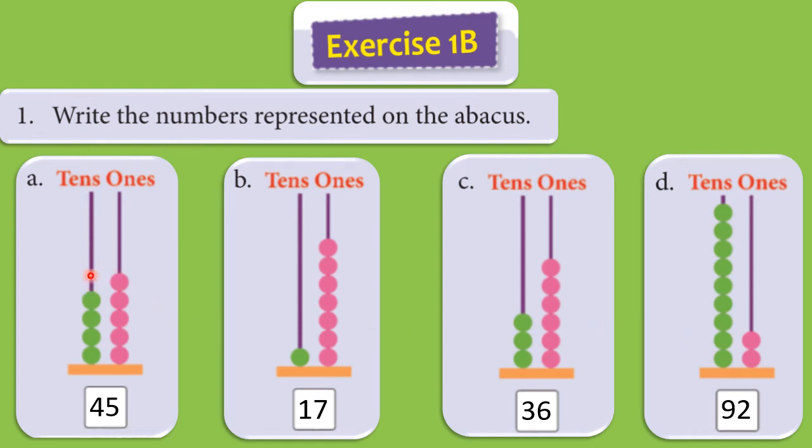So this abacus represents the number 45 and this represents the number 17. This represents the number 36 and these beads on this abacus represent the number 92. Let us move to the next question.